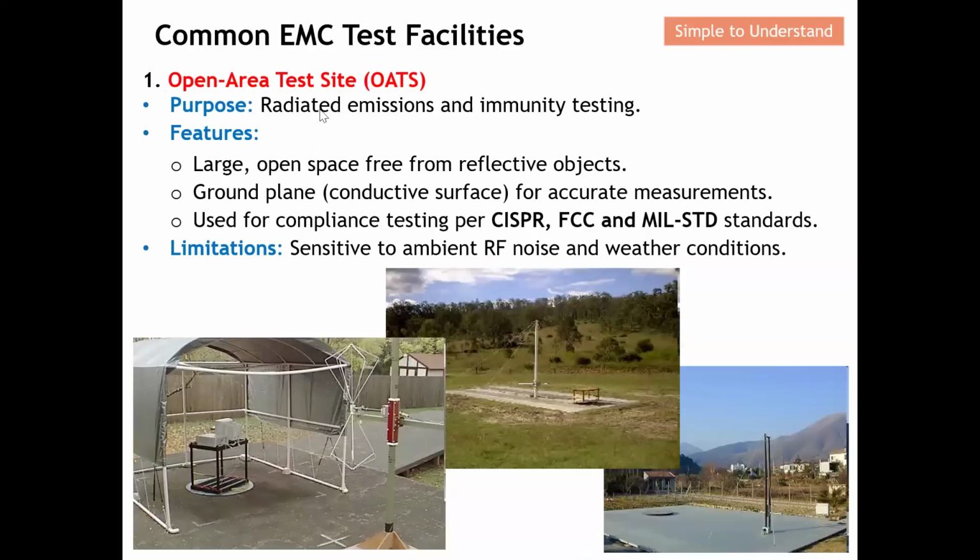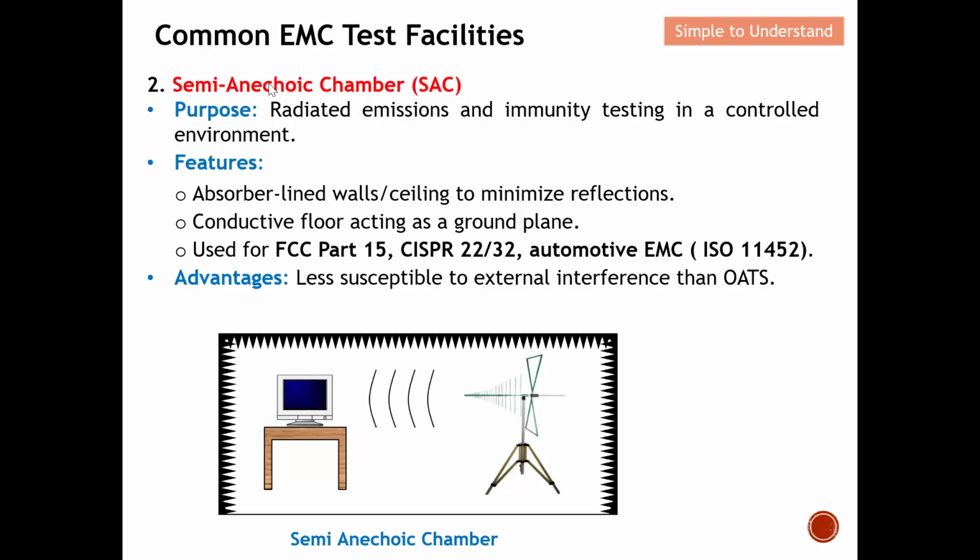So basically we are moving away from this open area test site to something we call a controlled environment. This semi-anechoic chamber is what we call a controlled environment. The key purpose again is doing the same thing as the open area test site: radiated emission and also radiated immunity. However, the key difference is this specific word, controlled environment.